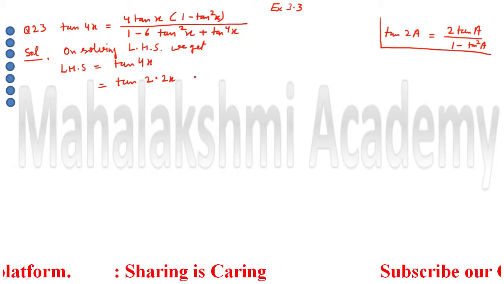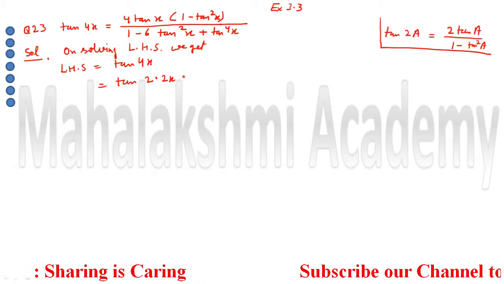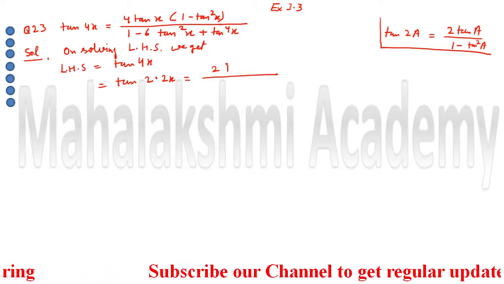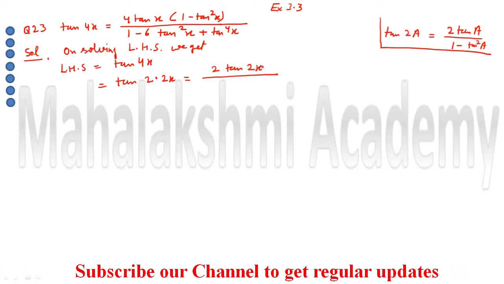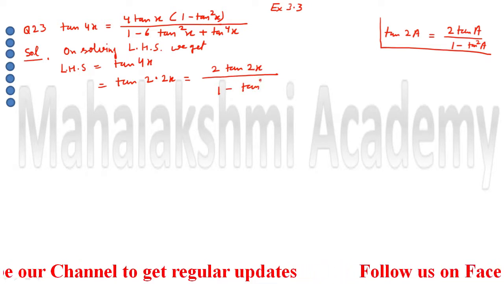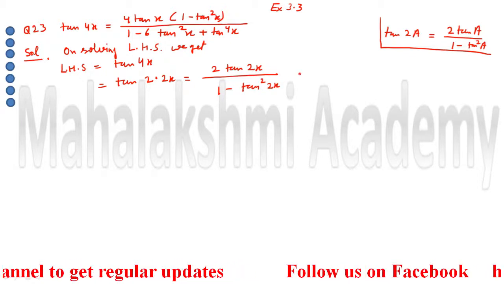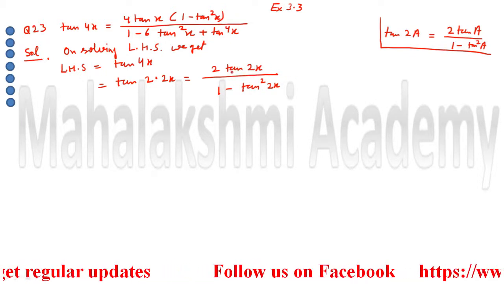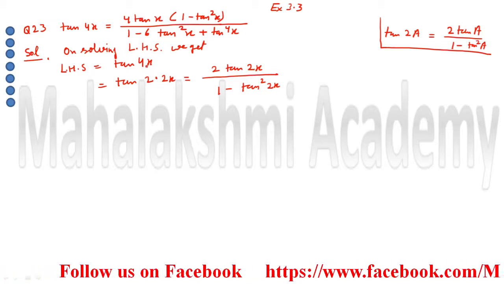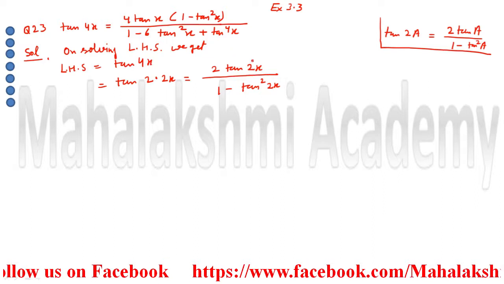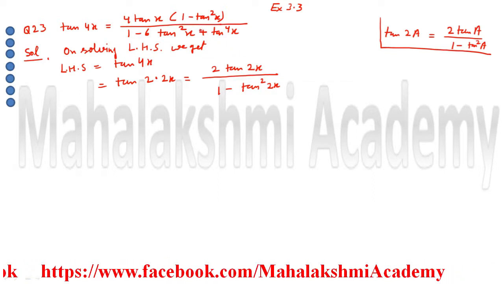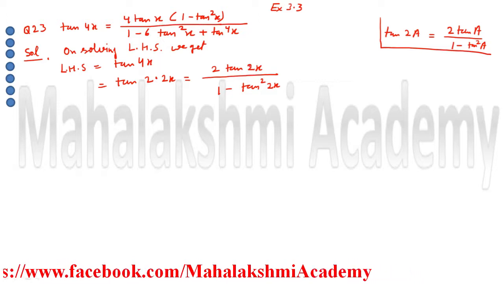So in the formula, we'll substitute the value. That will give us 2 tan 2x divided by 1 minus tan square 2x. Now, first we had 4x, and after using this formula, from 4x we reached 2x. But in your right hand side you can see the angles are only x, not 2x.